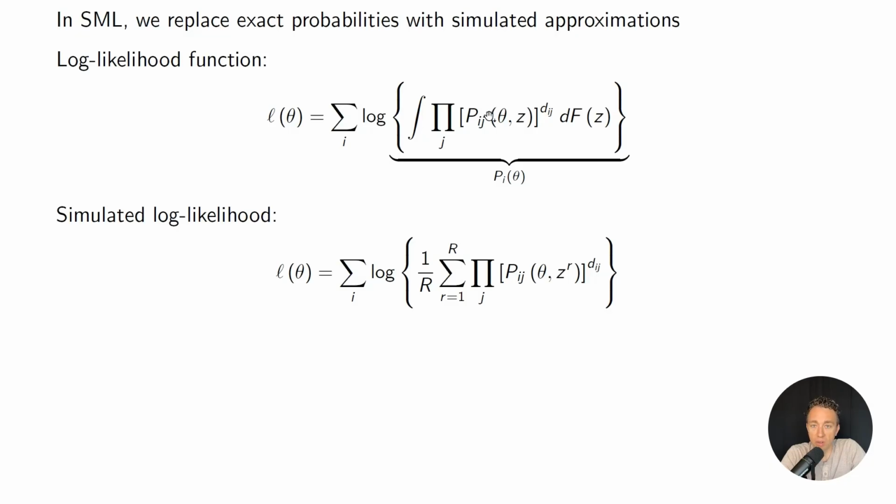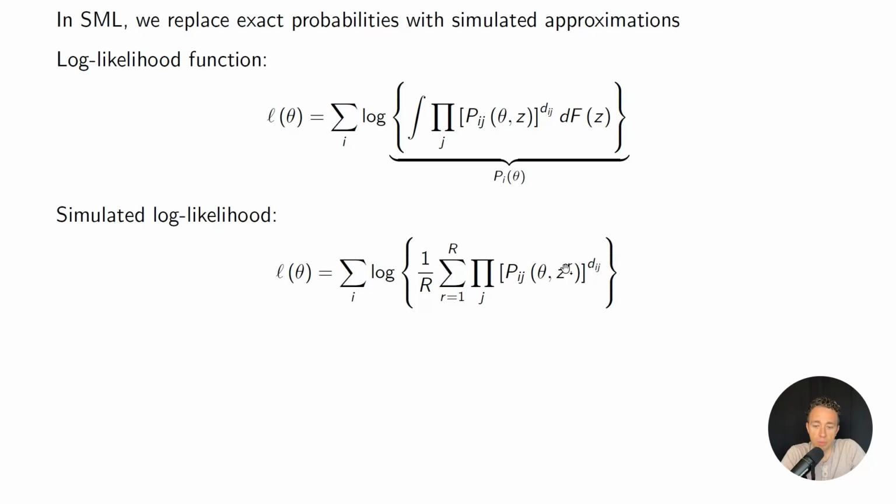That's not the same as the integral of the logs. Same with this product over the j's. The integral of the product is not the product of the integrals, generally speaking. And so we take this integral and we replace it with an average over draws of z from some distribution.